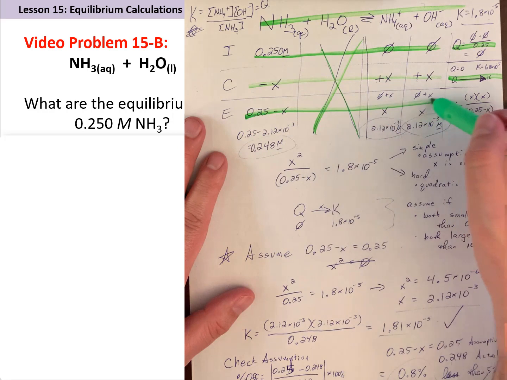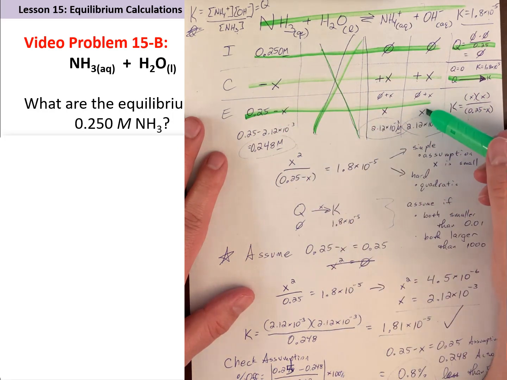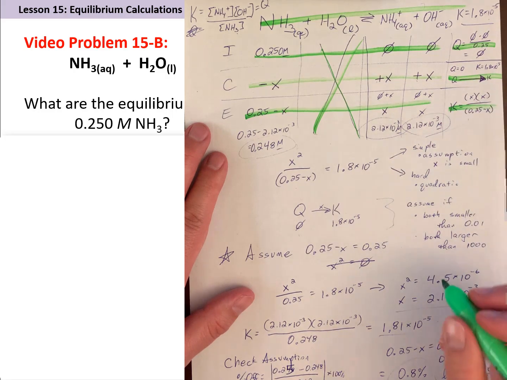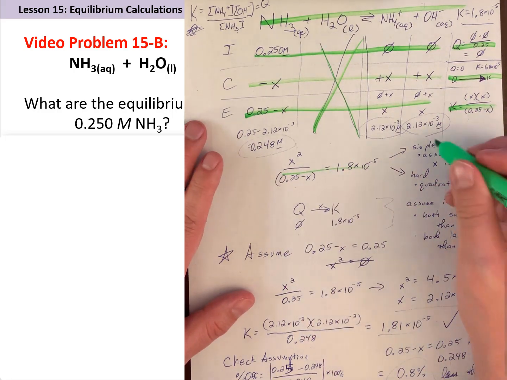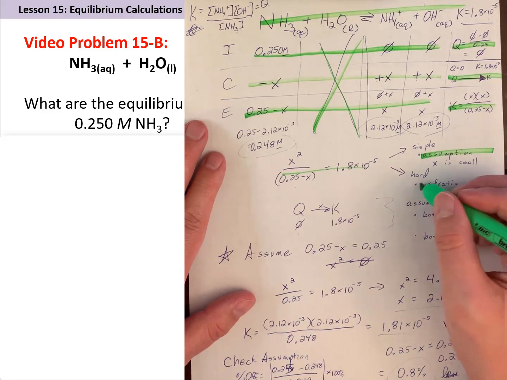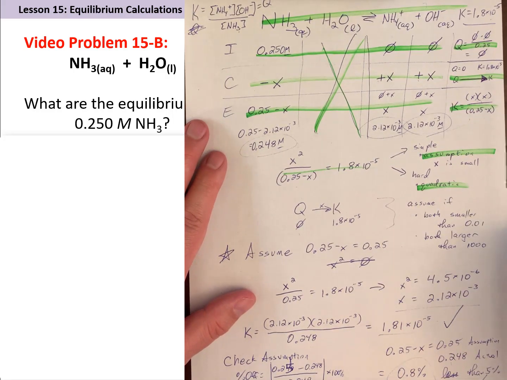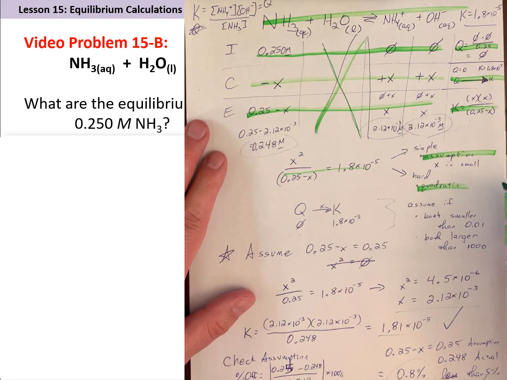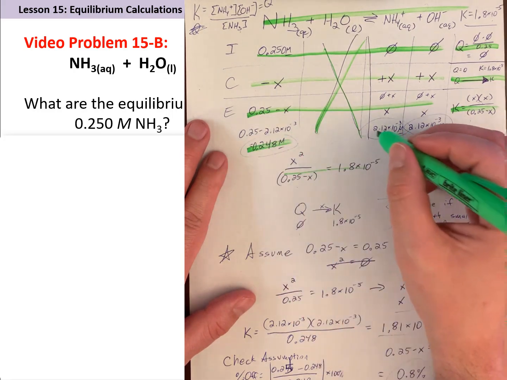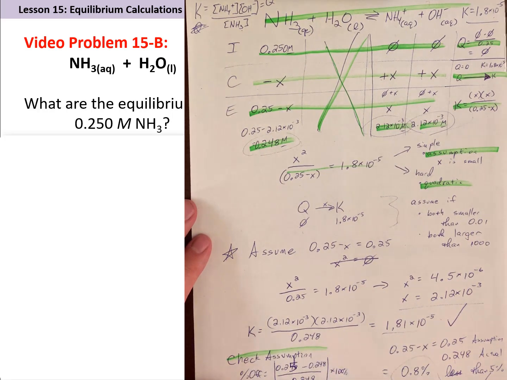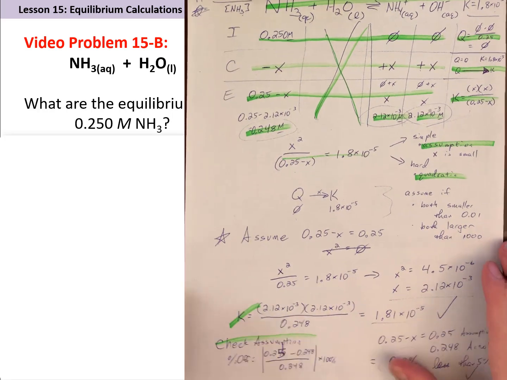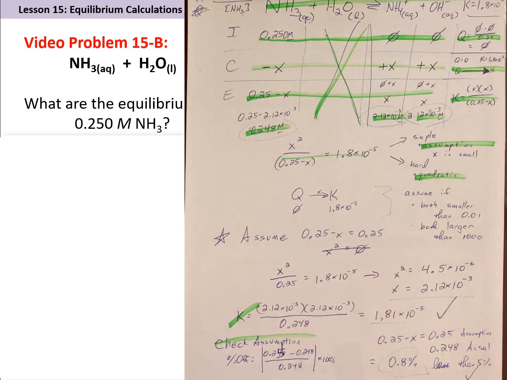We plug those back in to get equilibrium concentrations in terms of X. We come up with something for K, and then we solve for X. Sometimes we use the assumption, sometimes we have to use quadratic. In the end, once we have our answers, we have to check our assumption and check our work. All right, so that is it for lesson 15.